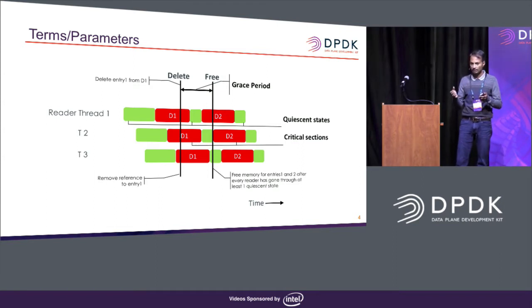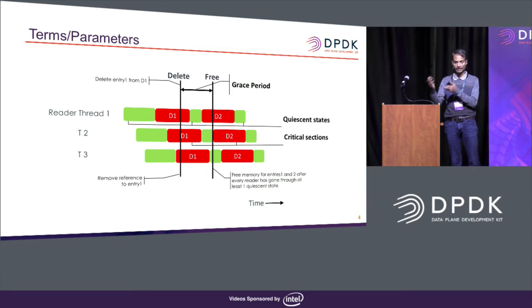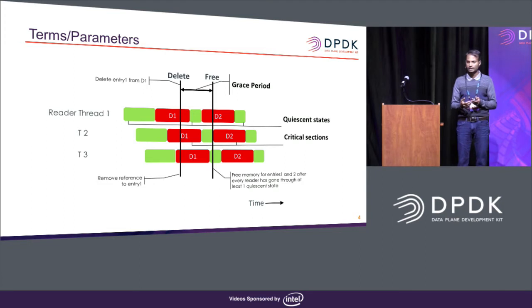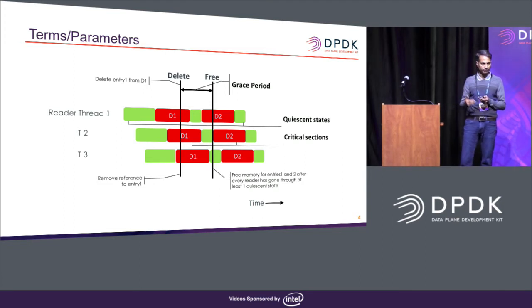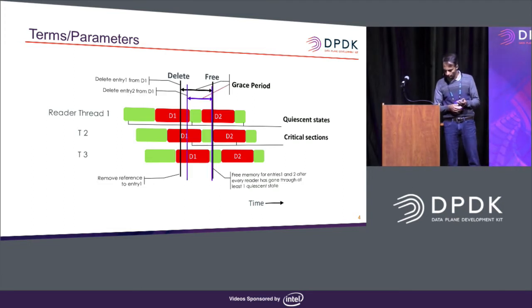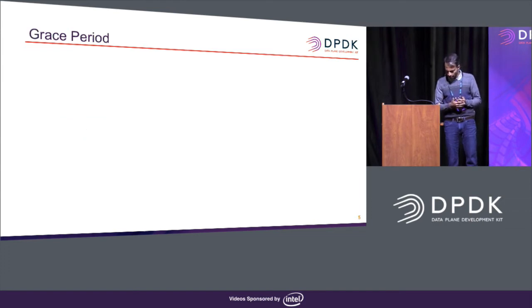And it is very important for the writer to wait for this grace period to get over before he can go ahead and free the memory. So, three important points: critical section, quiescent state, and grace period. And we'll see how these parameters affect memory reclamation. Yes, you can have multiple deletes going on. There might be multiple writers. So, grace period.